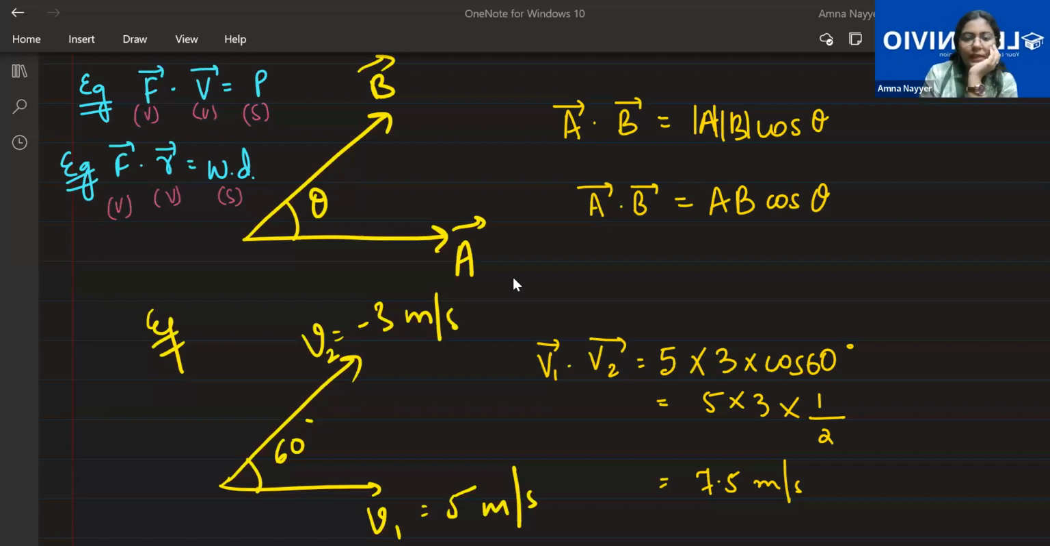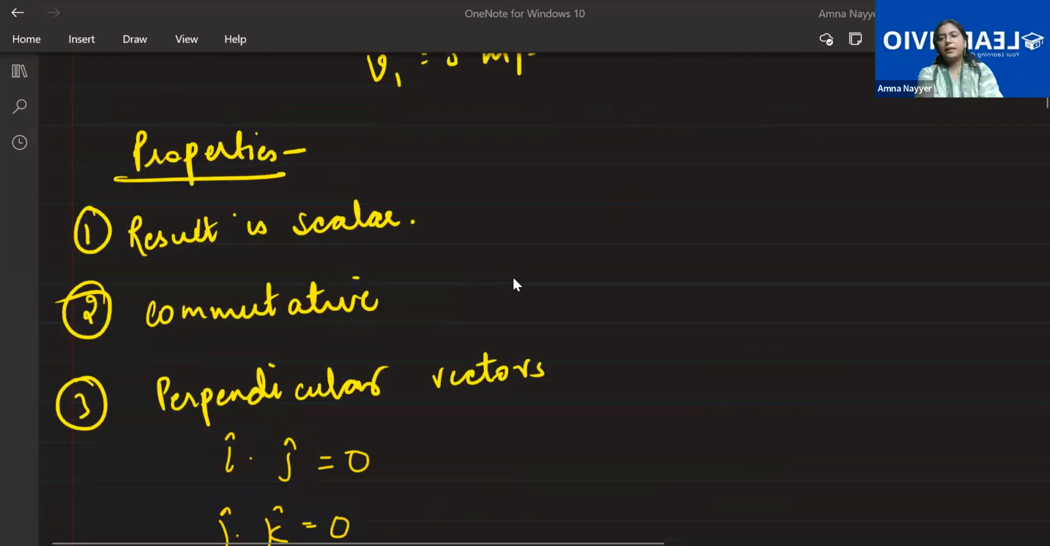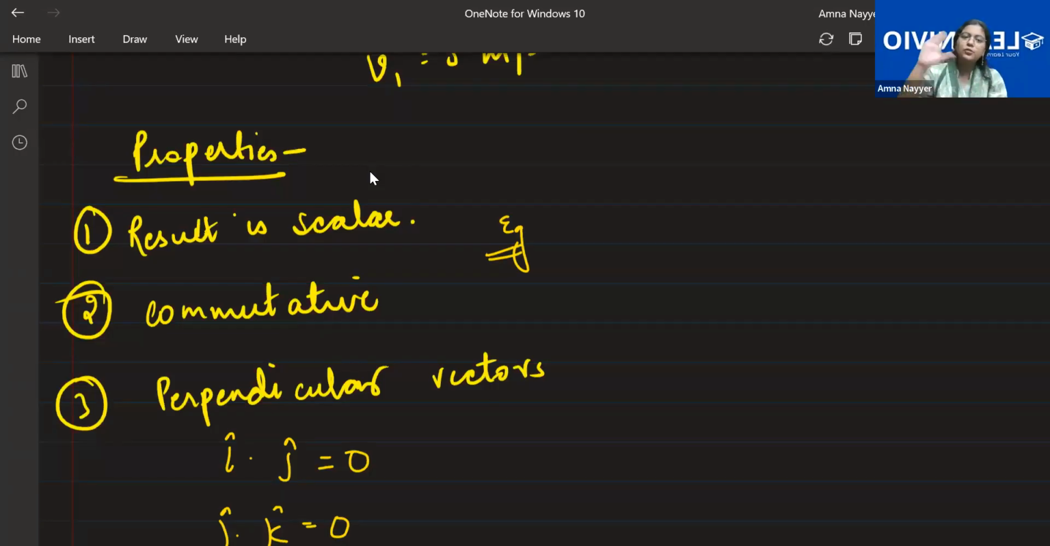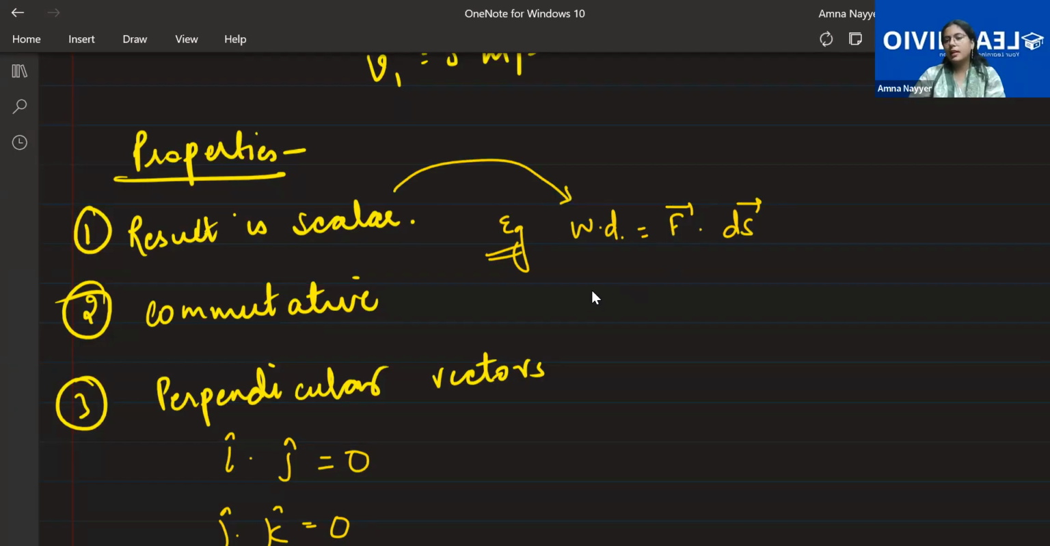Okay, let's come to the properties now. See, the first property, as we discussed, is that the result will always be a scalar quantity. The best example is any two dot products between any two quantities. Many such quantities are there in your class 12th also, and the same properties will be applied. So work done, which you will study in the fifth chapter, work, energy, and power, is force into displacement. So the resultant will always be a scalar.